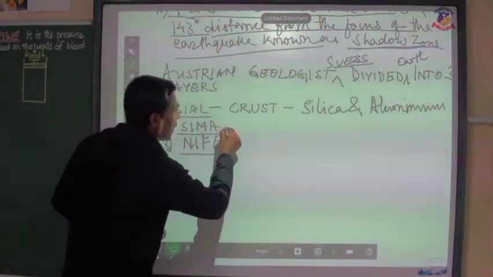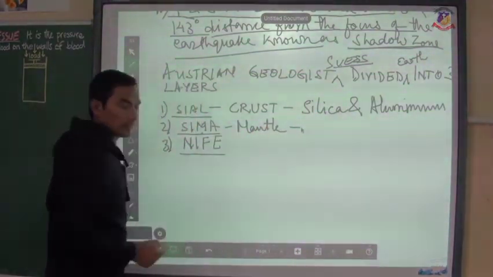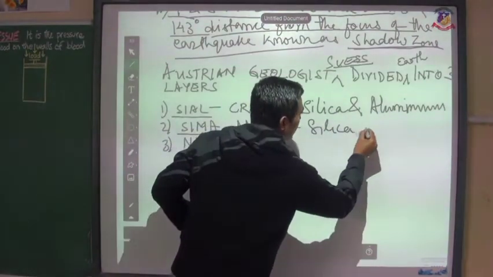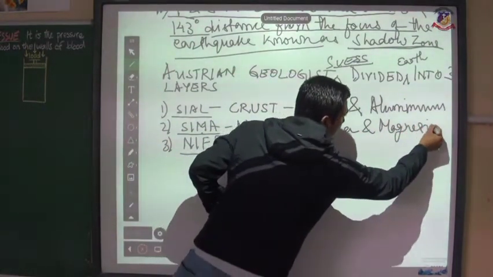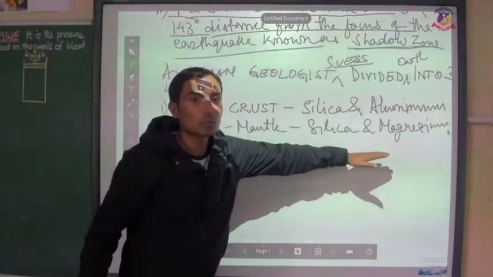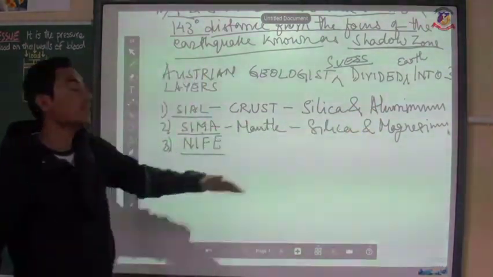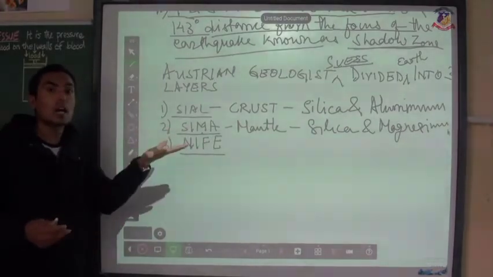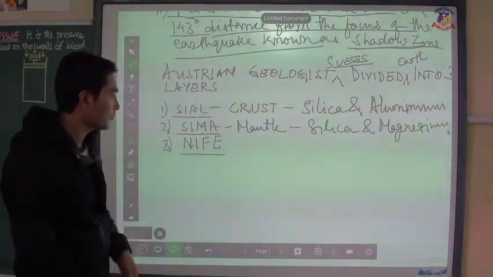Clear? Now Sima is referred to as the mantle. And this has silica and magnesium. Clear? Magnesium is much heavier than silica and aluminium. That's why it is able to allow the Sial to float over Sima.